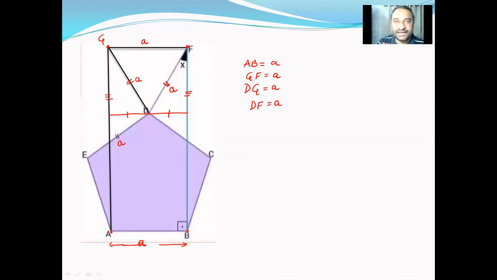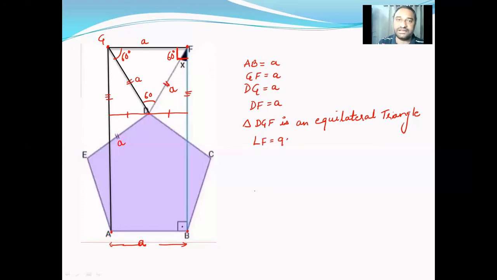So it is very clear that triangle DGF is an equilateral triangle. Equilateral triangle. Very simple. Okay. And if it is an equilateral triangle, then we know that this must be equal to 60 degree. All the angles of the equilateral triangle are equal to 60 degree. If this is 60 degree, we can very well understand that the angle F totally is equal to 90 degree.